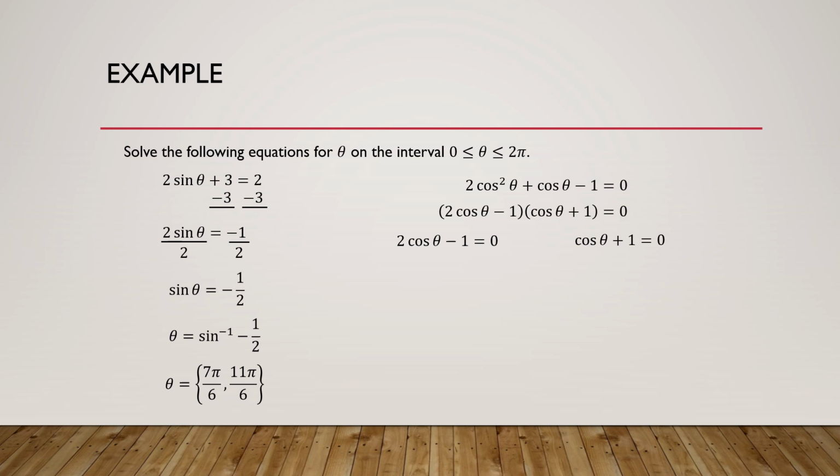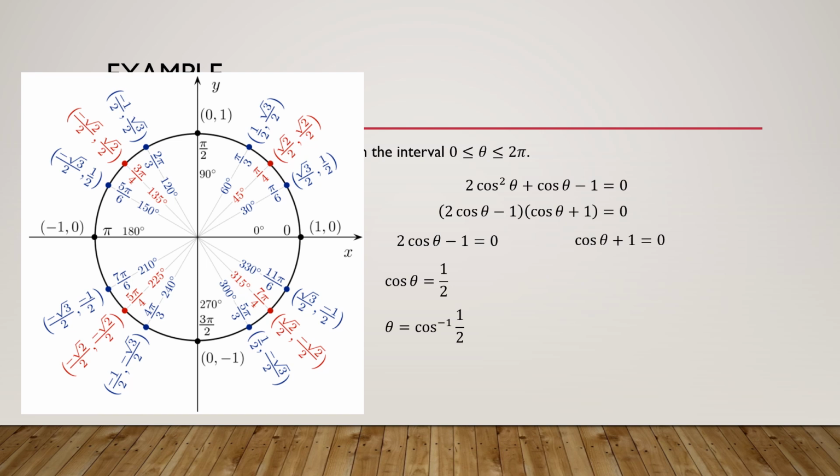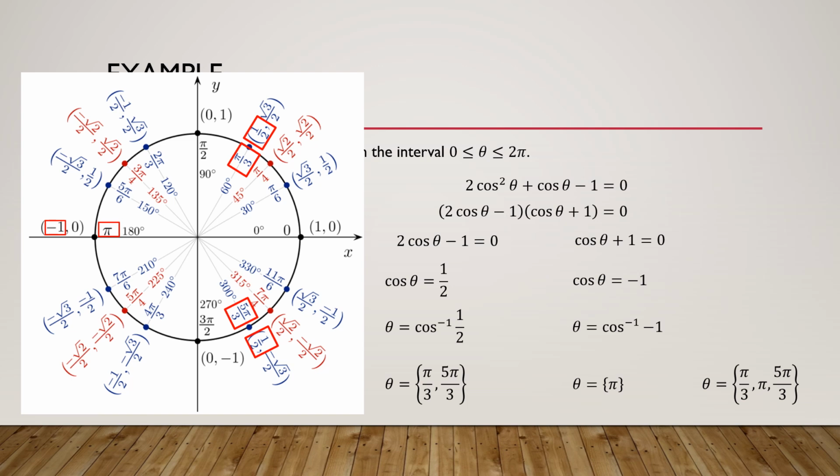On the first equation, add 1 to both sides and divide by 2 to get cosine theta equals 1/2, or theta equals the arccosine of 1/2. Referencing the unit circle, we find 2 answers on the given interval, π/3 and 5π/3. Next, the second equation, subtract 1 from both sides to get cosine theta equals negative 1, where theta equals arccosine of negative 1. From the unit circle again, the only solution this time is π. Therefore, the solution set includes π/3, π, and 5π/3.